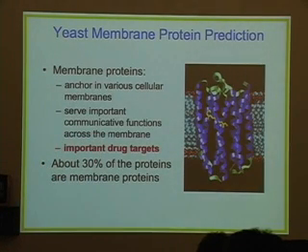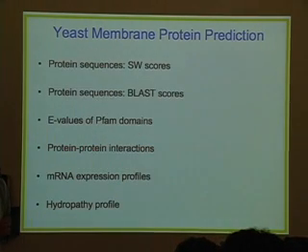Okay, so it's important to know how these membrane proteins look, which means, first of all, we have to be able to identify them. About 30% of the proteins in most cells are actually membrane proteins. So we're looking at a quite important class of proteins to identify here.